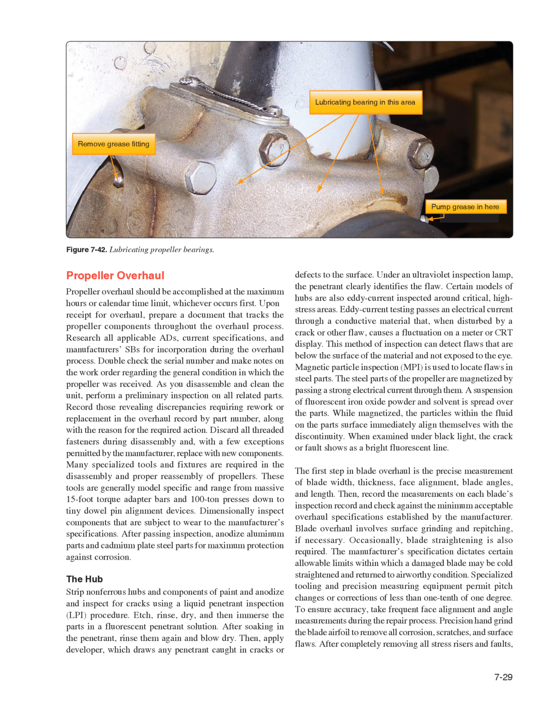Strip non-ferrous hubs and components of paint and anodize, and inspect for cracks using a liquid penetrant inspection, LPI, procedure. Etch, rinse, dry, and then immerse the parts in a fluorescent penetrant solution. After soaking in the penetrant, rinse them again and blow dry.